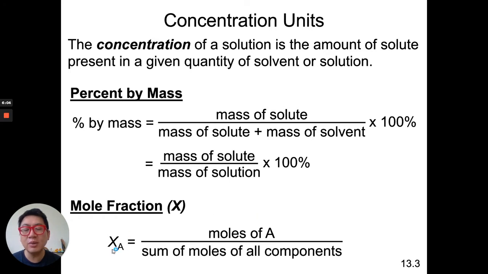So the mole fraction of A, okay? You don't want to say mole fraction of X because X is mole fraction. Mole fraction of A is equal to moles of A divided by the sum of moles of all components. Basically, the moles of everything else. So mole fraction of A is equal to moles of A divided by the sum of moles of the total.